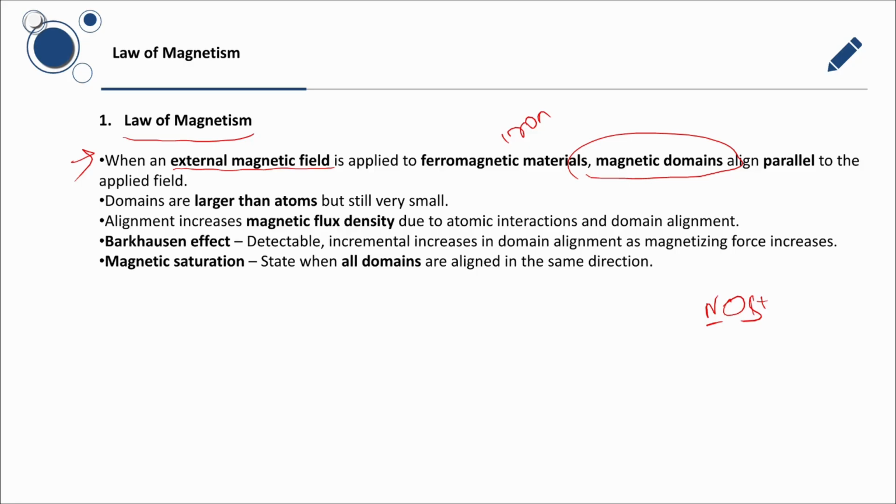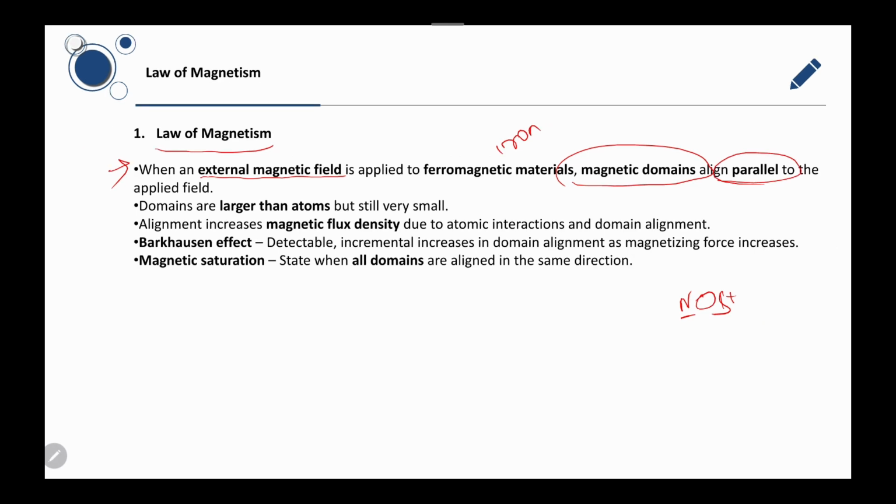When we apply an external magnetic field, the domains start to rotate and align parallel to the field direction. This alignment makes the overall magnetic field of the material much stronger.